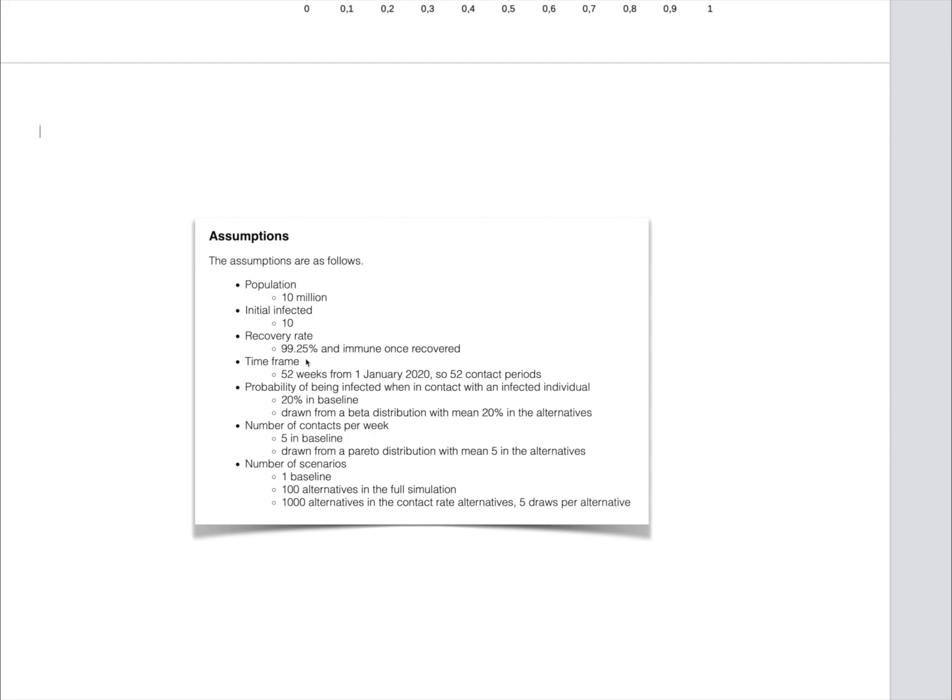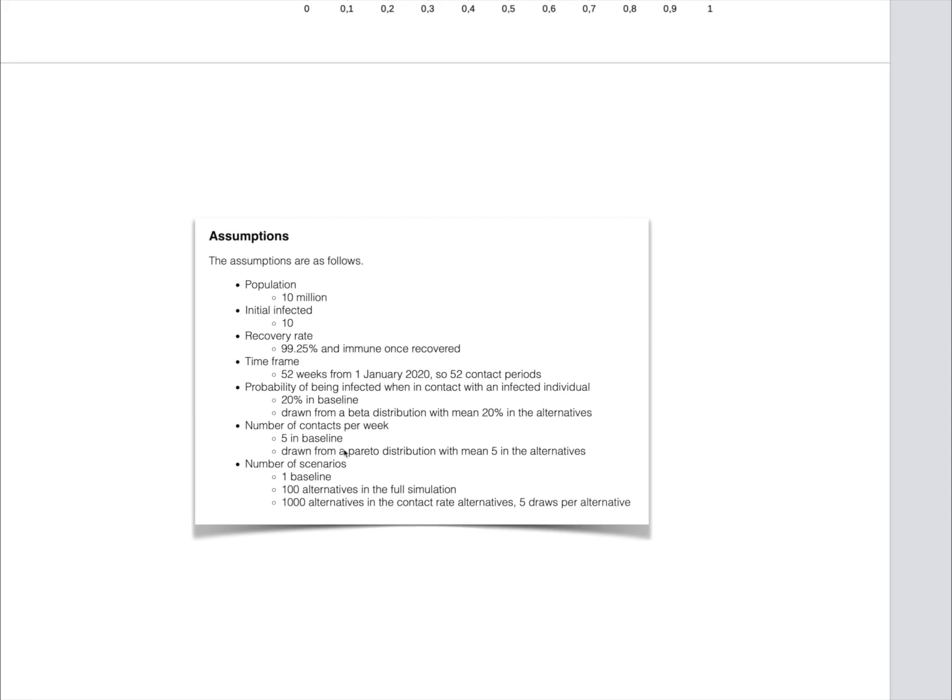The recovery rate is 99.25%, so the fatality rate is 0.75%. I think that's about a category 3 pandemic. I've simulated for 52 weeks from 1st of January 2020 until the end of the year. So there's 52 contact periods that are being simulated. Then I've discussed this already. There's a 20% chance of transmitting the disease, and you get in contact with 5 people, so you transfer this to 1 person per week in the baseline case.